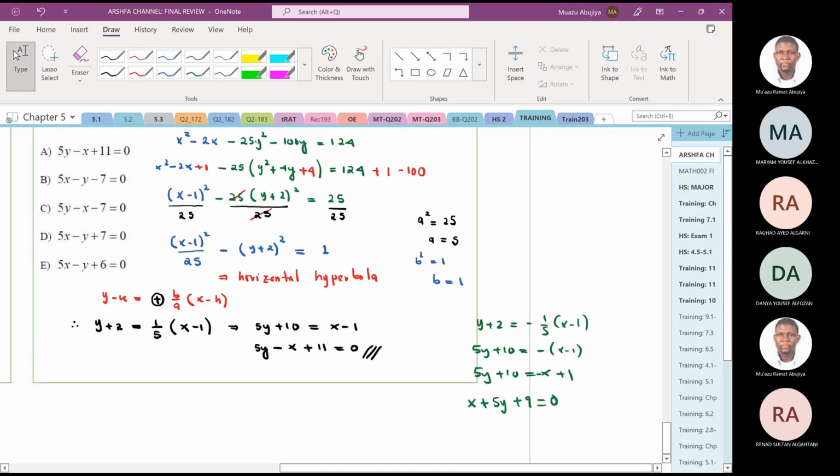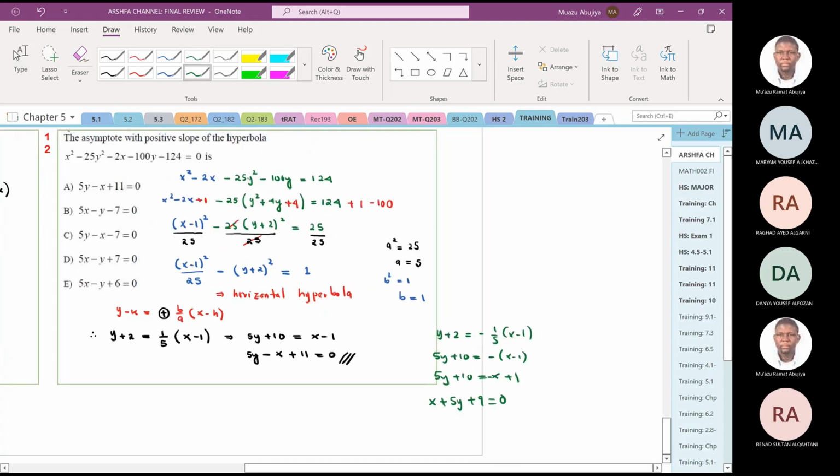So here, the good thing is that the answer is not in the multiple choice. Otherwise, we would have to be very careful. So this is the good news here. So this is the equation of the asymptote with negative slope. For the positive slope is what we found.